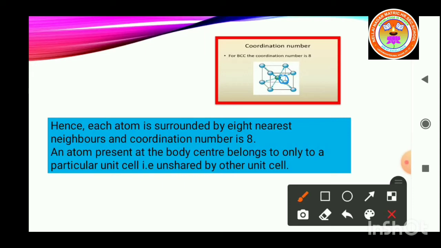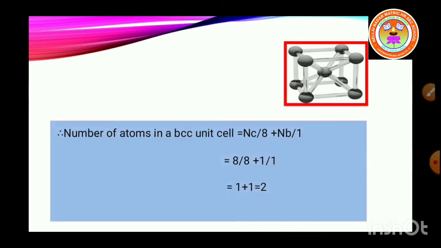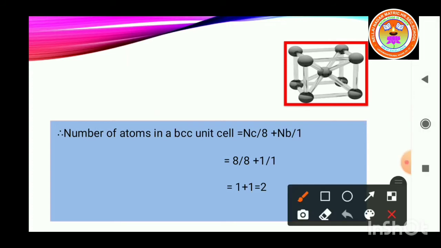Okay. And next one is, see here, an atom present at the body center belongs only to the particular unit cell, that is, unshared by other unit cells. See here, in this case of the body-centered cubic unit cell, how do we calculate the number of atoms in a BCC unit cell? Yes, how is it calculated?